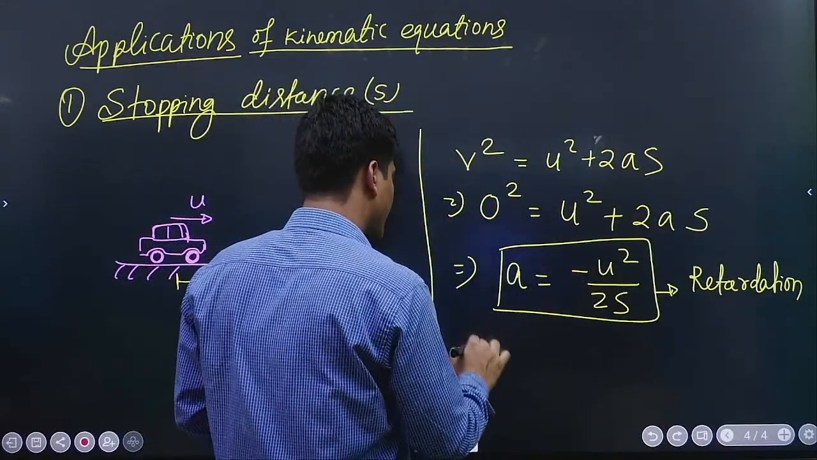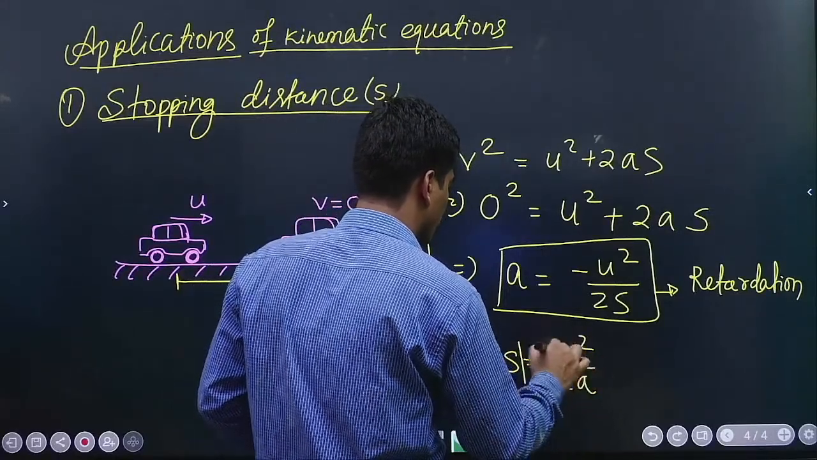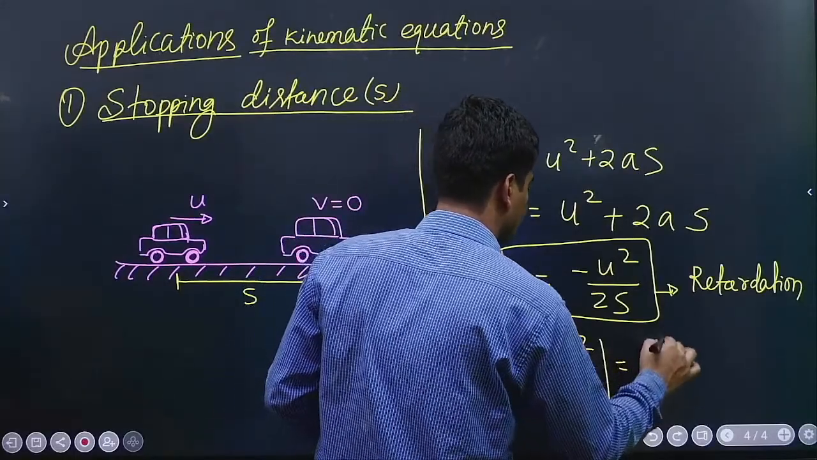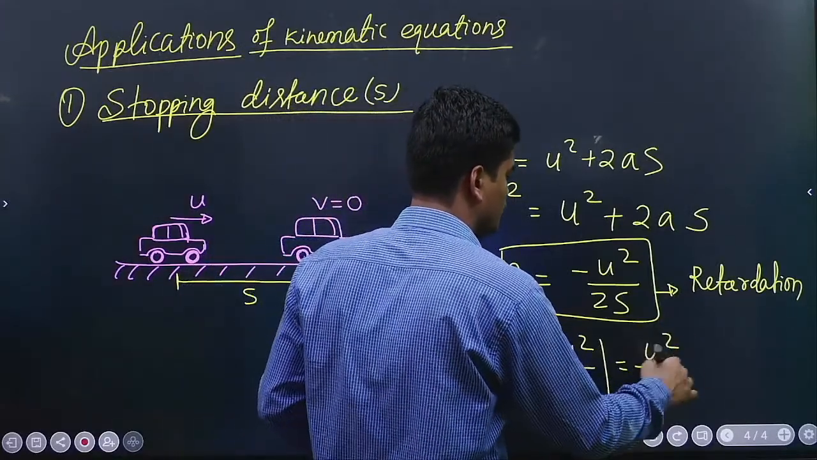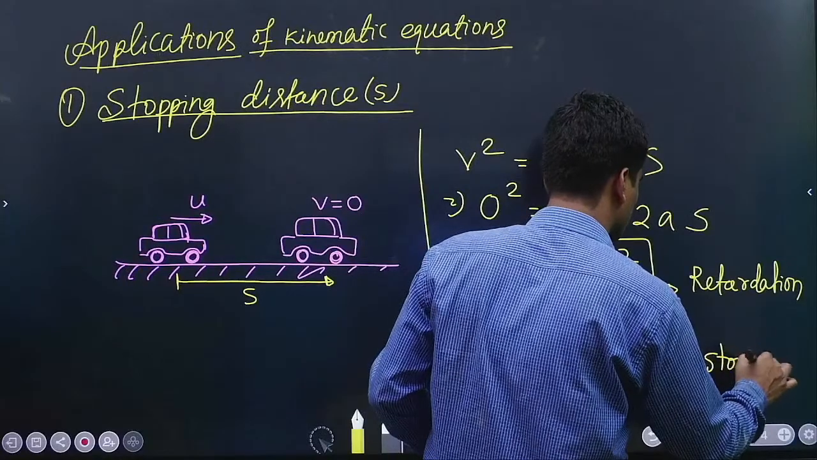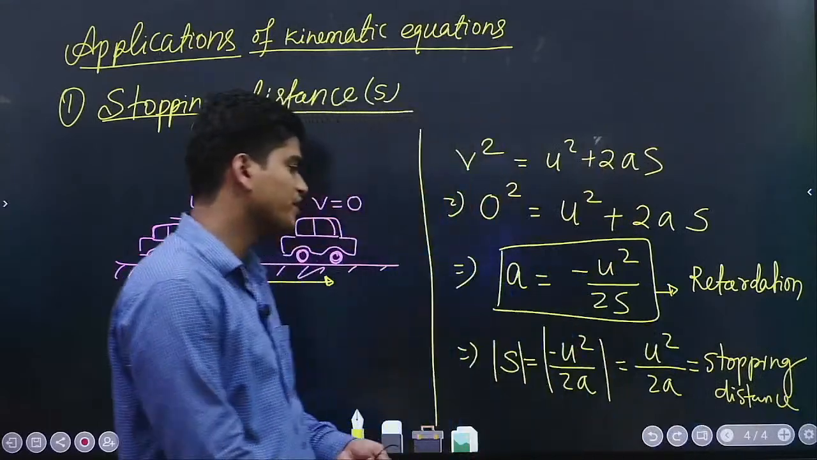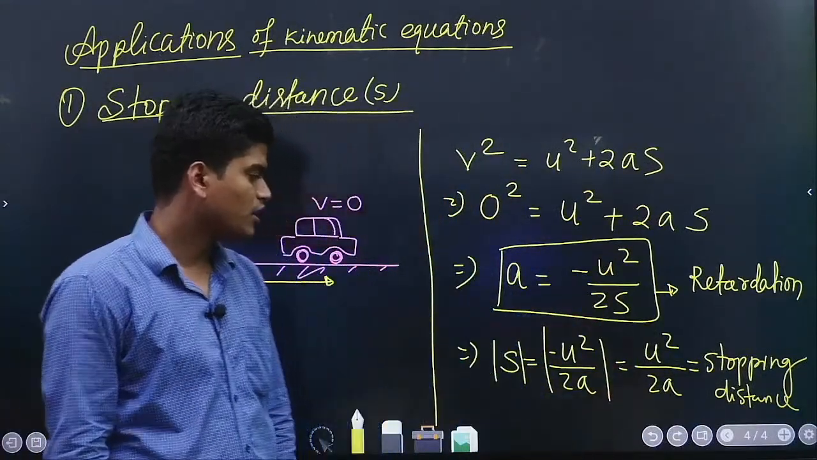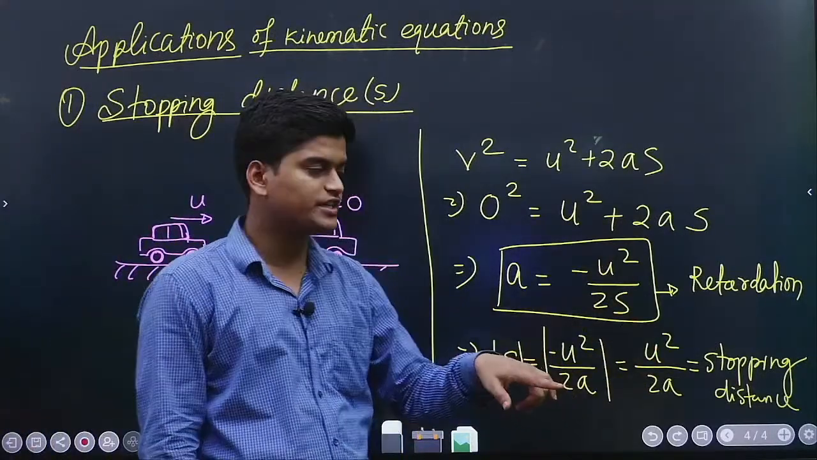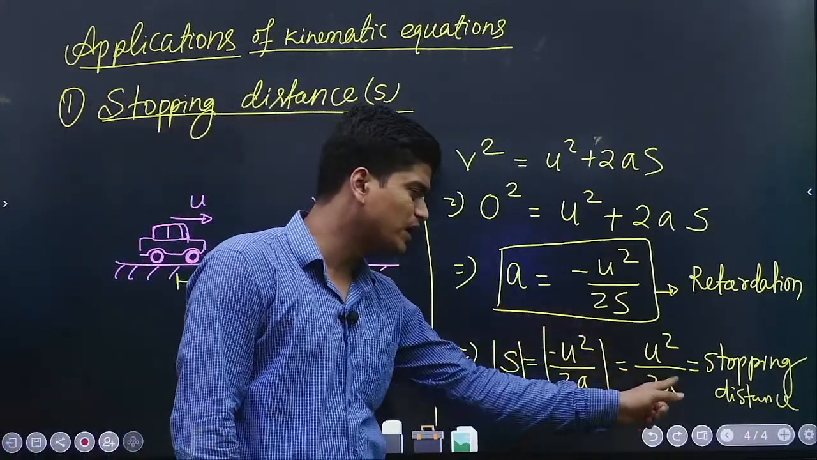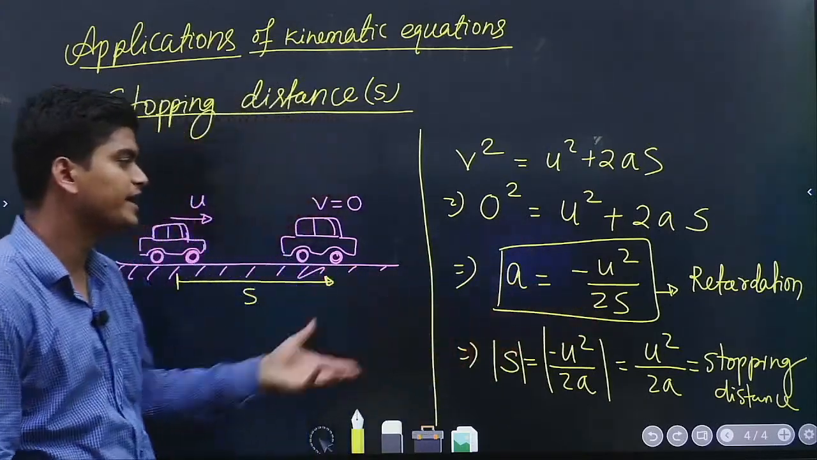And if you want to find s, the magnitude, then it is u square by 2a, or you can write the mod of minus u square by 2a. This is your stopping distance. So try to remember: stopping distance is u square by 2a. That means the distance it traveled depends on the square of the initial velocity, divided by 2 times the acceleration. That acceleration is just the retardation, the negative acceleration or deceleration.